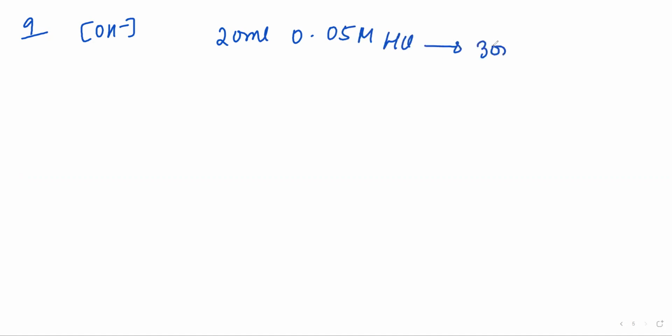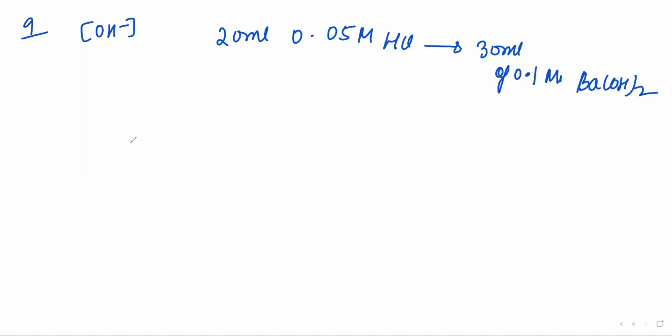Now see question number 9. What is the concentration of OH minus in the final solution by mixing 20 ml of 0.05 molarity HCl, right? It is reacting with 30 ml of 0.1 molarity barium hydroxide, right? So it was asked in 2009 again.